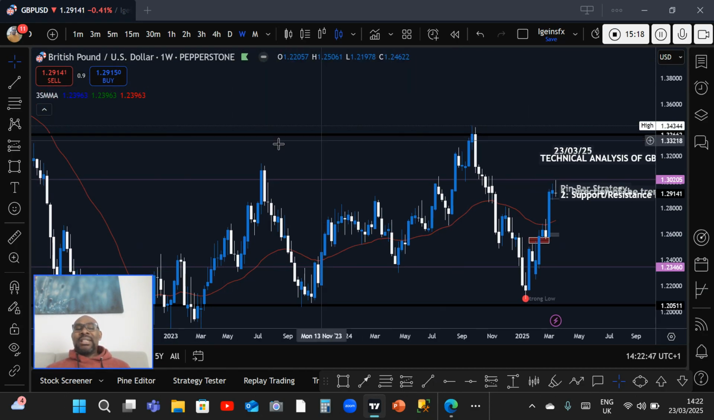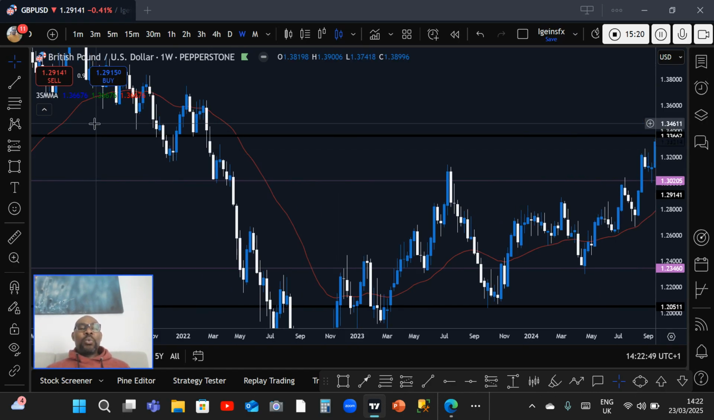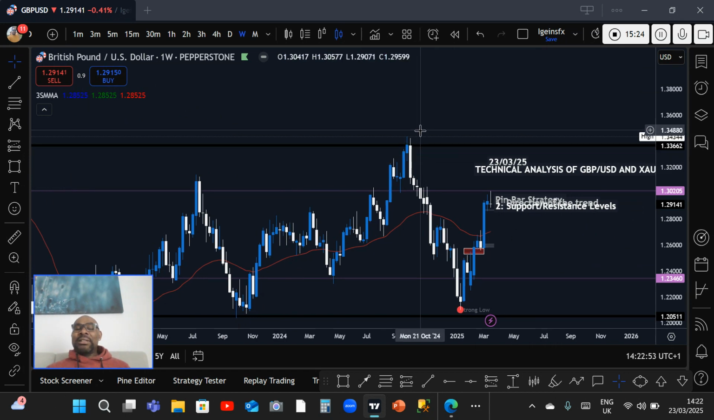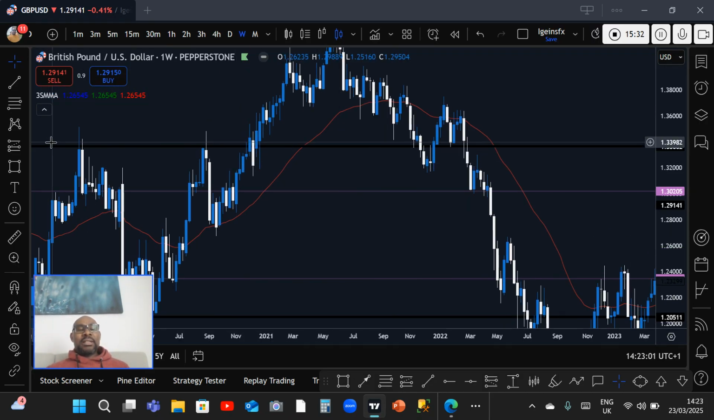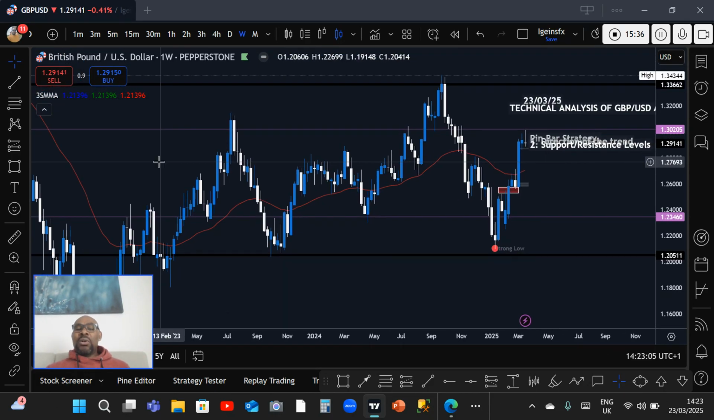Price got to this point. This is the weekly level. Price has gotten to this point and it has rejected. All right? It's not once. To this point, it rejected. If you look at it, there's a rejection here, there's a rejection here. And when you go to this level, you see.